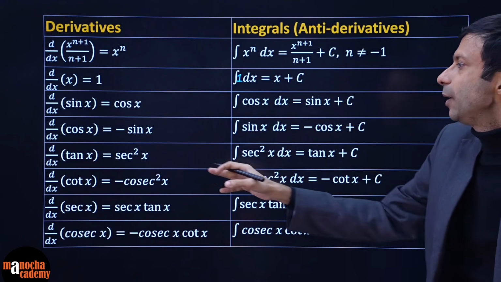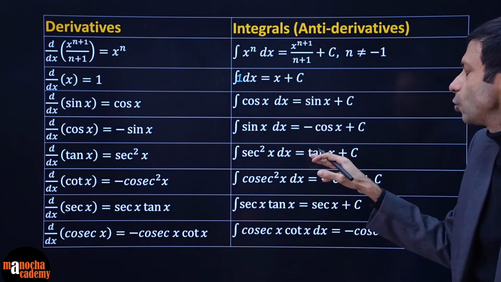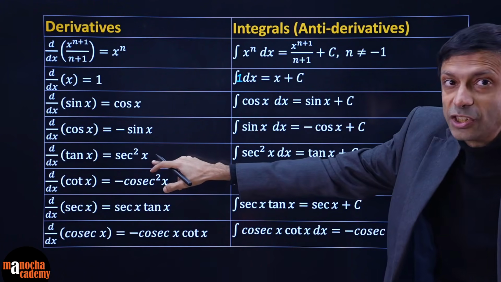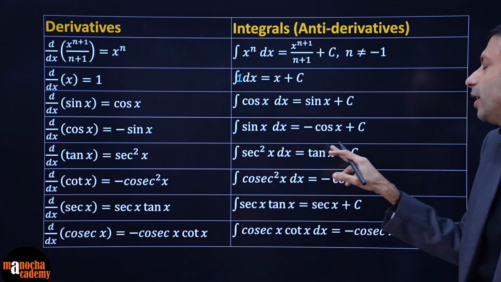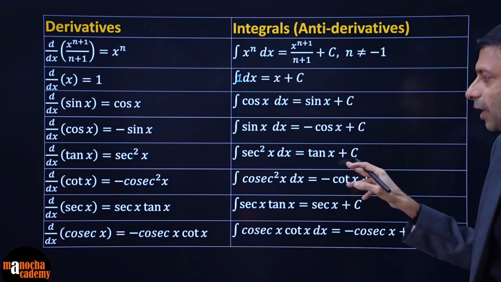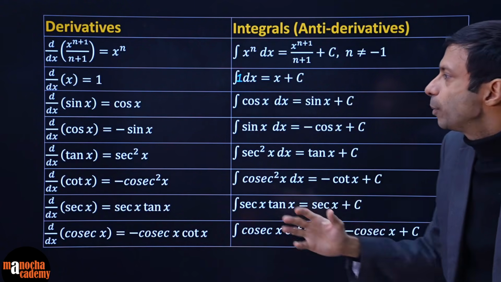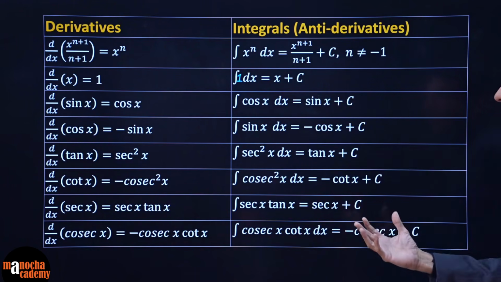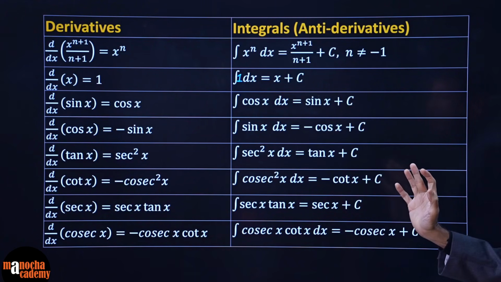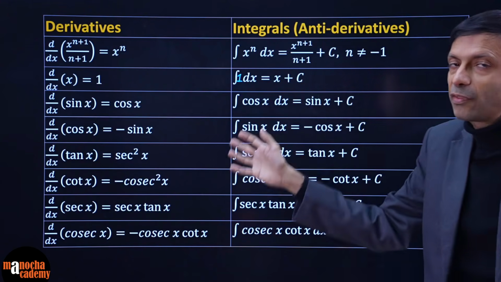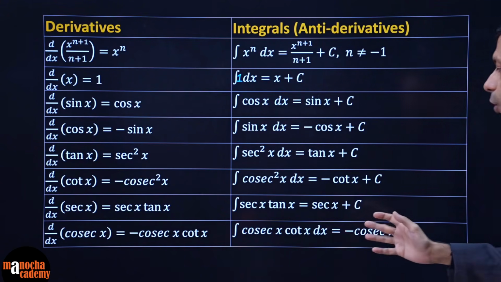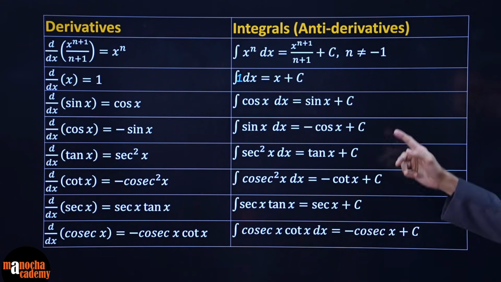Okay, and same way here you can see tan x, sec square x. Differentiation gave you sec square x, so integration of sec square x dx is tan x plus c, and so on. So clearly from these trigonometric formulas you can see they are opposite of differentiation. Can you see that? Okay, so nicely I've given you this list. That's why make sure you write it down and learn it, and don't forget the plus c.